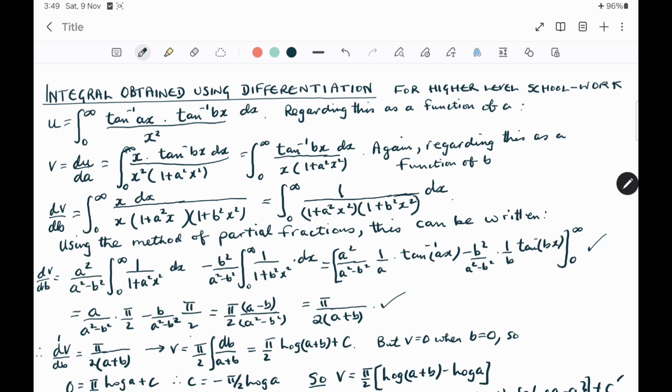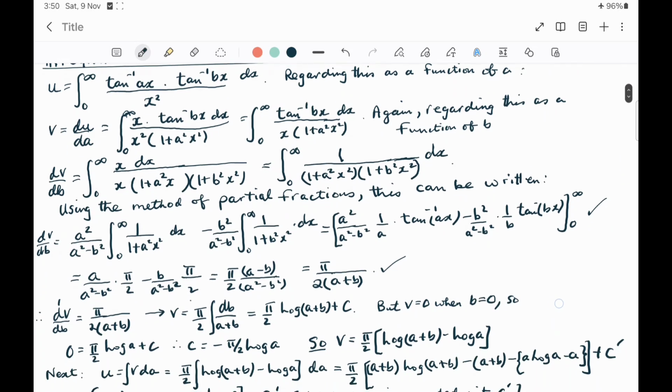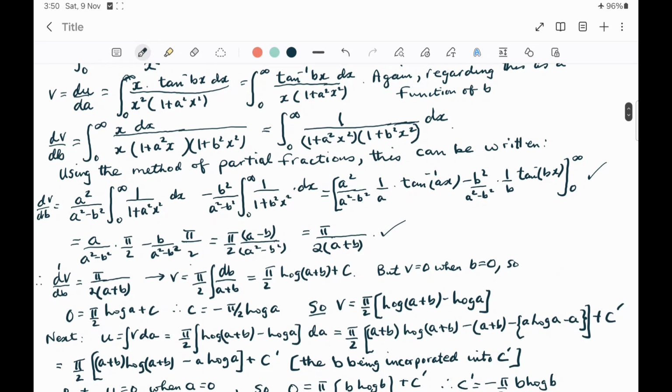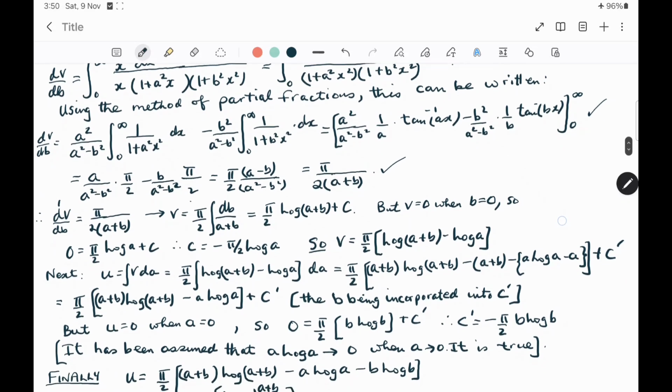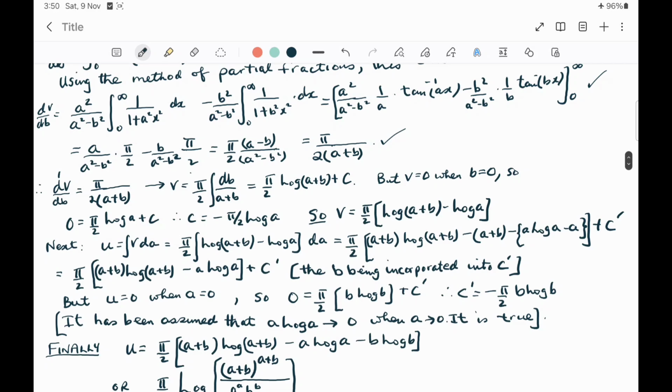We've got to evaluate that constant, and we use the fact that when b is 0, v is also 0. So we now get 0 equals pi upon 2 log a plus c, and so c is minus pi upon 2 log a. Substituting that in, we get v equals pi over 2 times log of a plus b minus log of a.